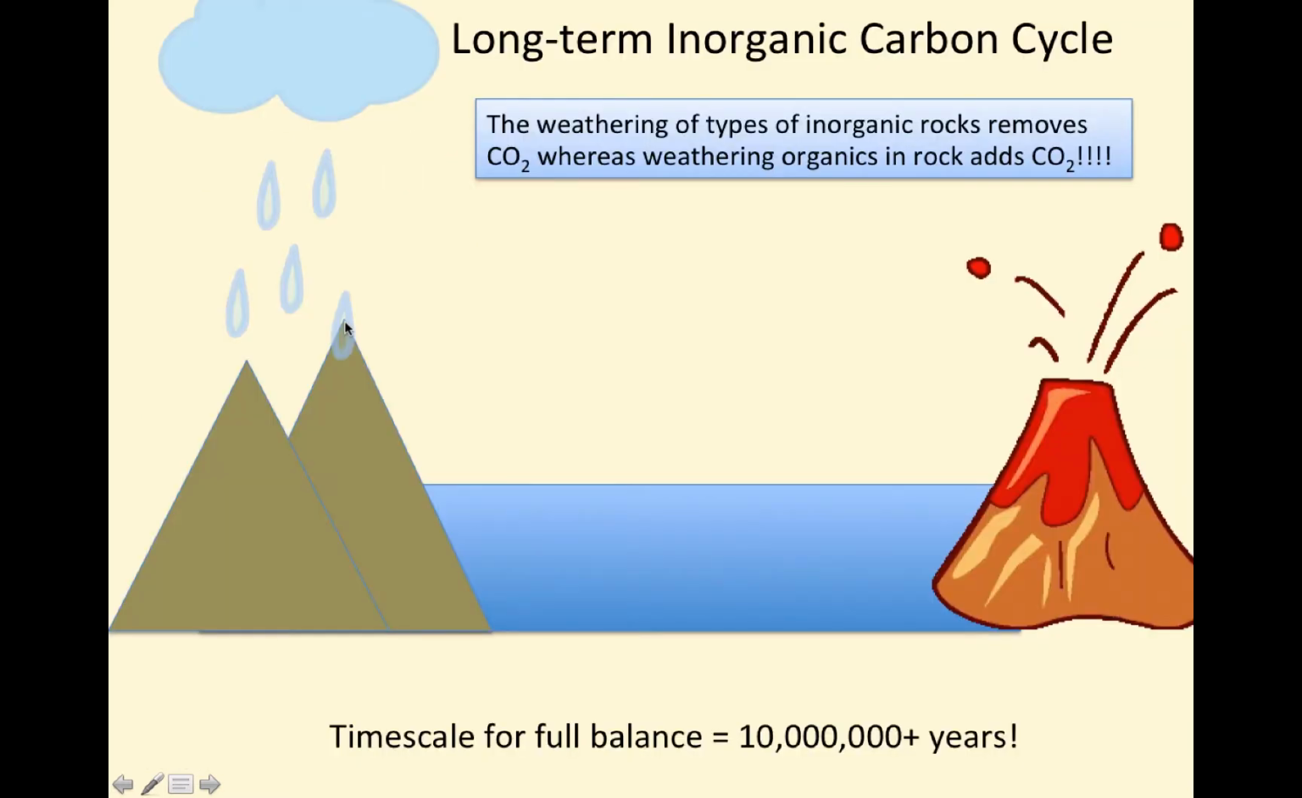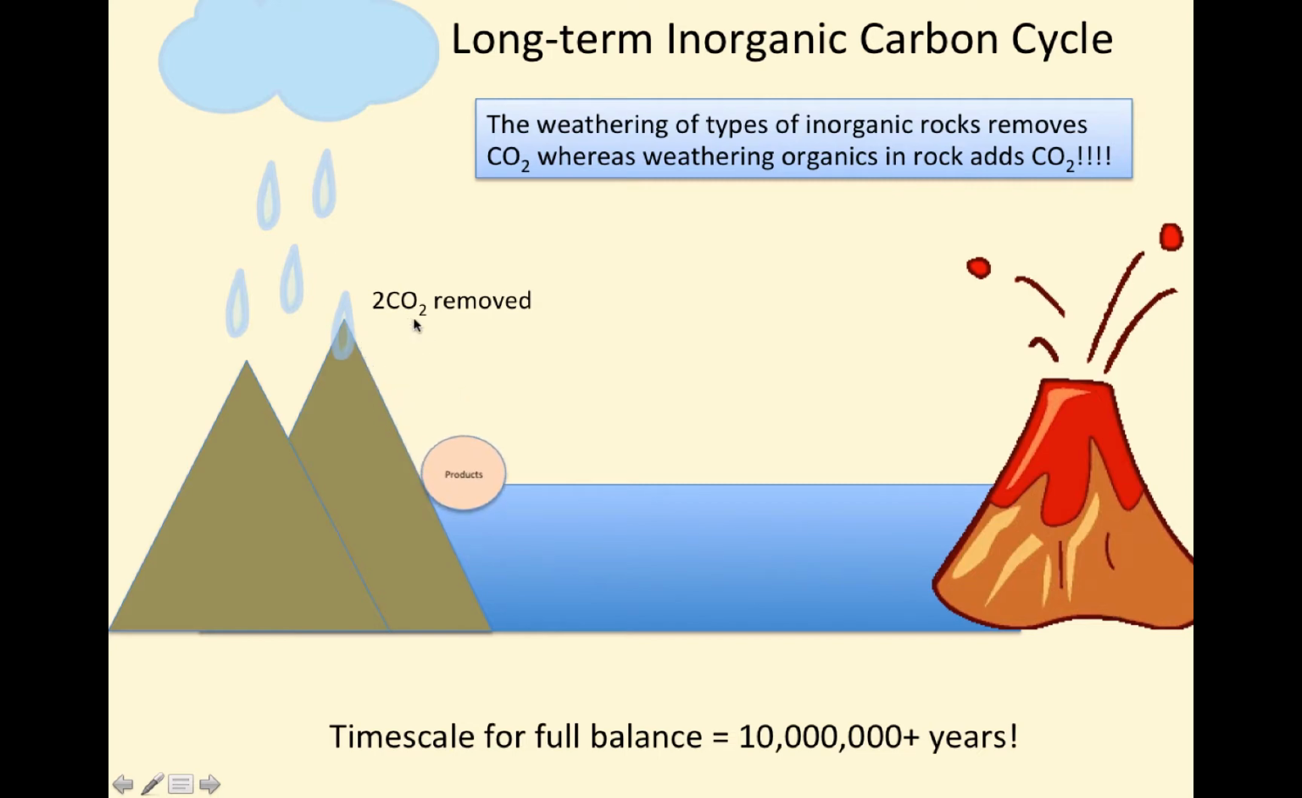To be complete, we'll take a look at the long-term inorganic carbon cycle briefly. The weathering of types of inorganic rocks, including silicates and carbonates, removes CO2 from the atmosphere ultimately, whereas weathering of organics that we looked at already tends to add CO2 to the atmosphere. So it gets quite complicated, but there's silicate rocks out there, of which we have many, that when you do weather them with CO2 that's dissolved in rainwater, the ultimate process is to remove 2 molecules of CO2.